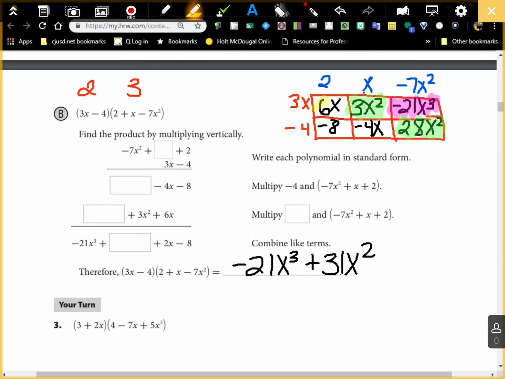I have 6x and negative 4x. What do they combine to be? And all by his lonesome self, negative 8.